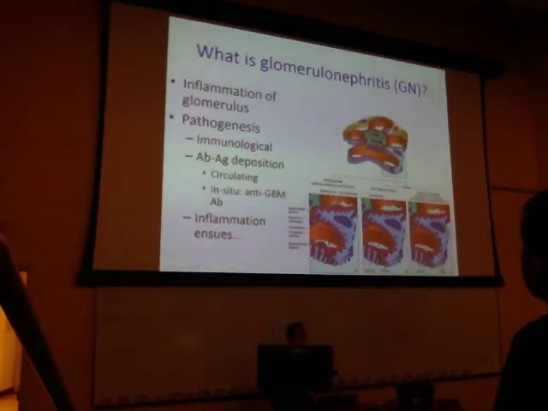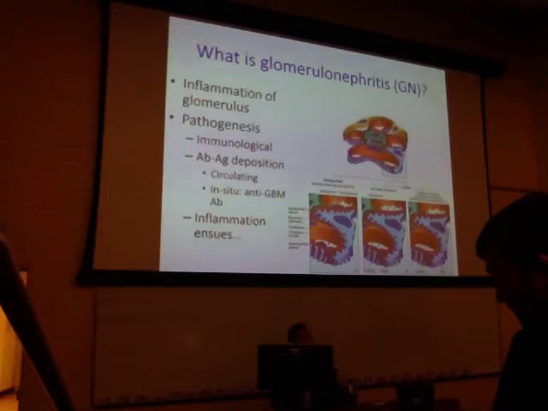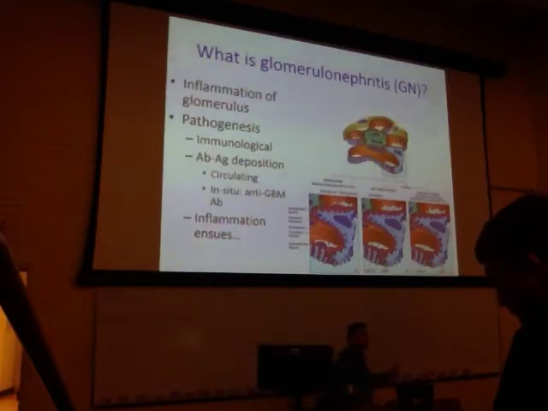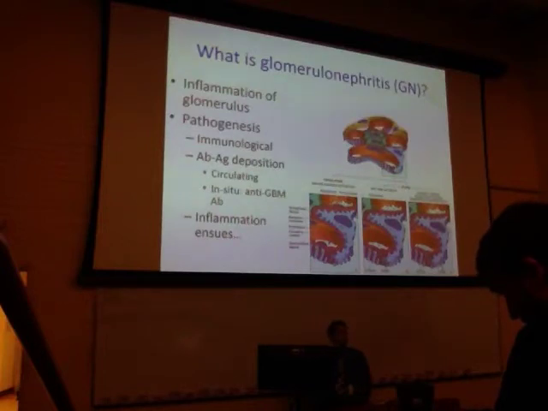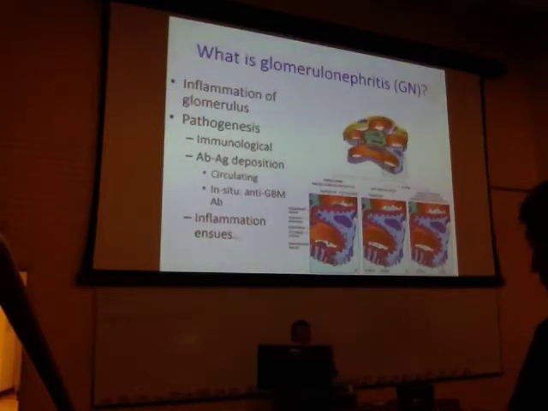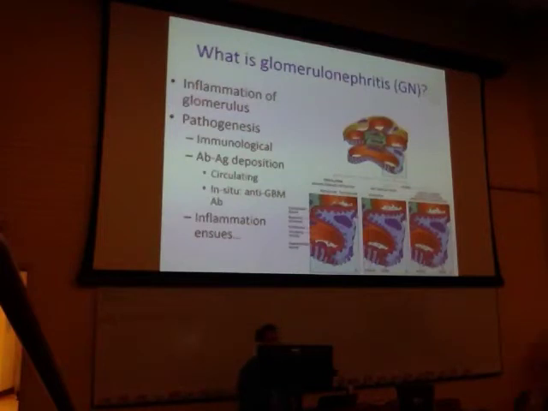The pathogenesis is immunological in nature. It involves antibodies, and the antibodies can be in two different formats that should conjure up some old memories from when we talked about type 3 hypersensitivity and type 2 hypersensitivity. The first type we call circulating.